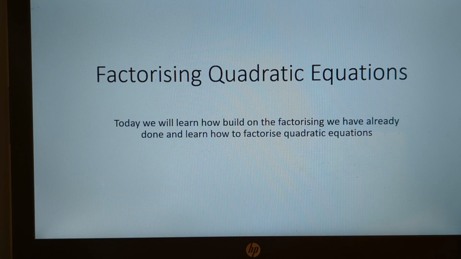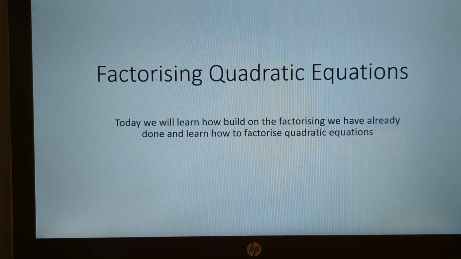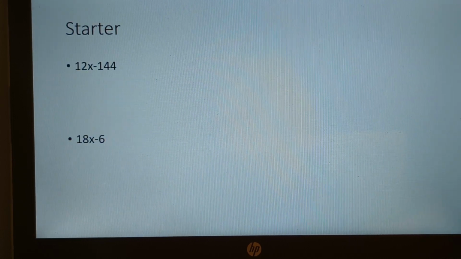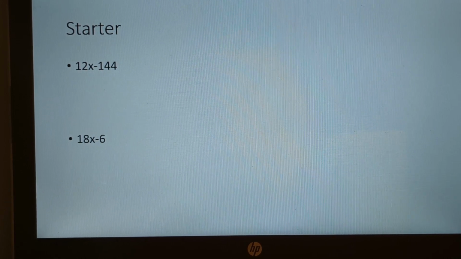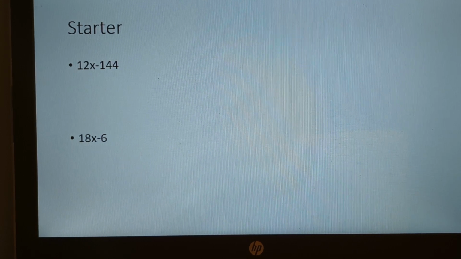To do this, we are going to build on the factorising we have already learnt over the last 2 weeks and apply it to this more complicated quadratic form. First, though, as a starter, I'd like you to have a go at these two questions. They're similar to what we have already covered and so you shouldn't have trouble with them. Pause the video and have a go, and then, once you're ready, unpause the video and the solutions will be presented and you can see how you've got on.